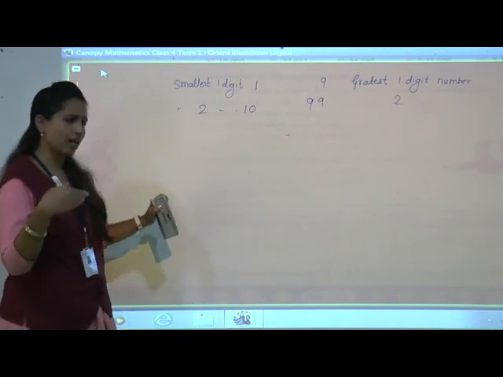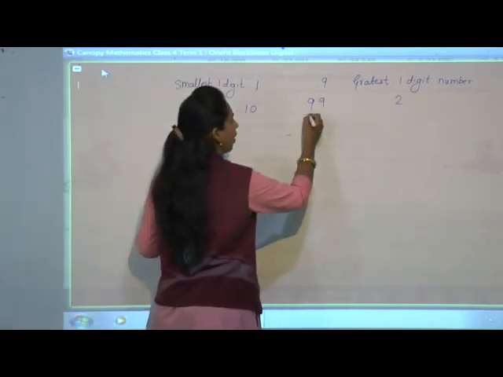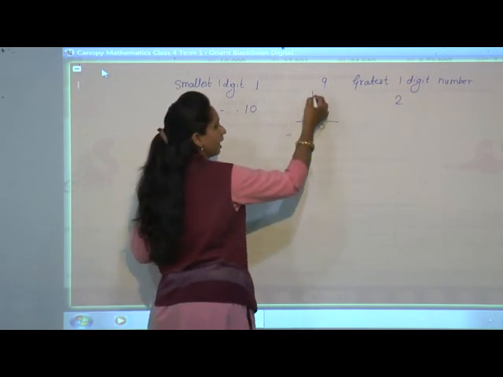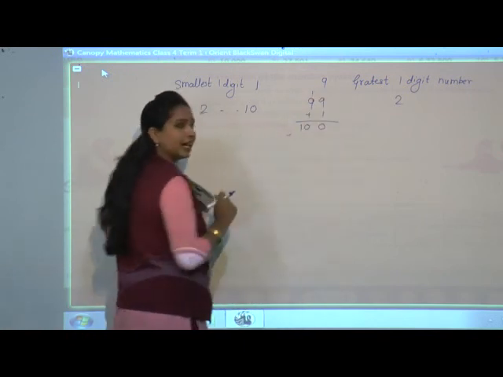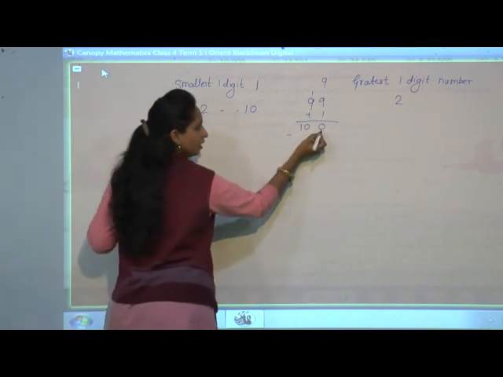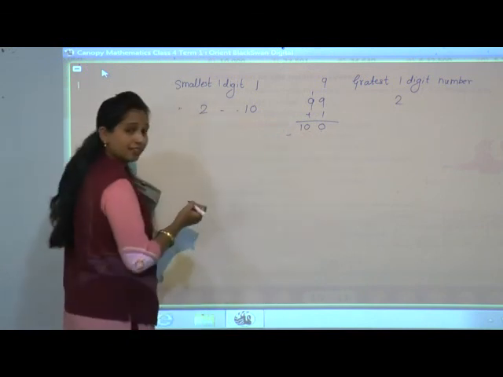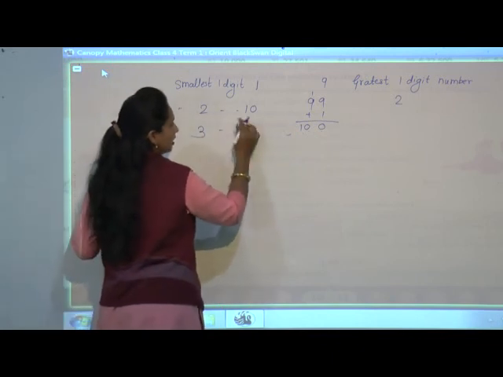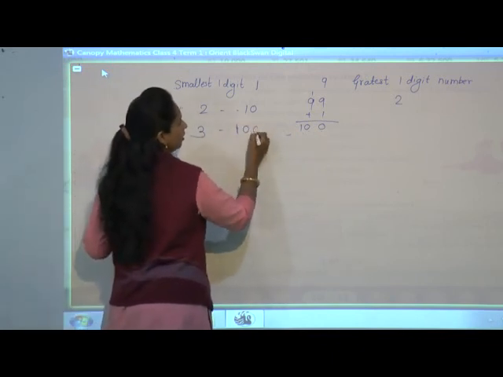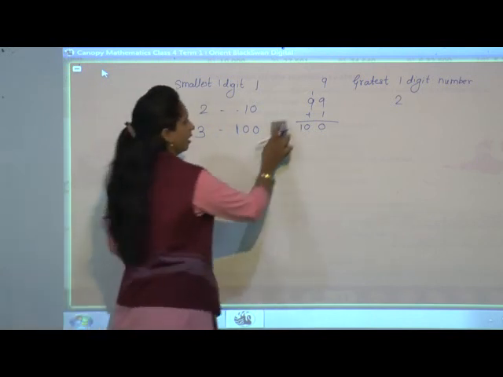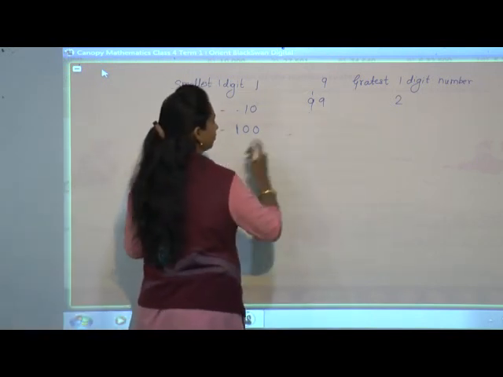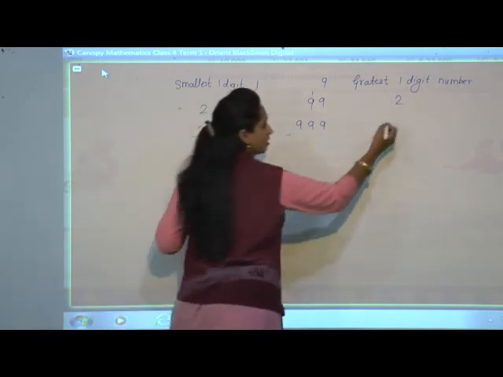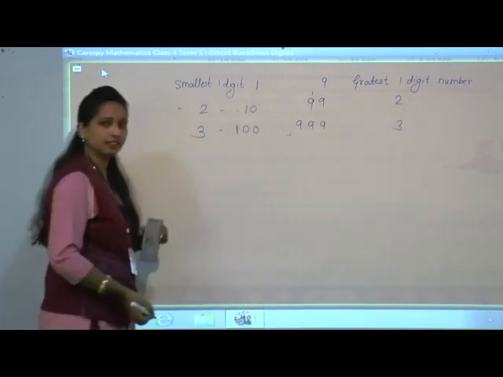In the same way, again we have to add 1 to 99. When we add 9 plus 1, 10, carry 1, 9 plus 1, 10, we get 100. Can you see how many digits? 1, 2, 3. 3 digits. So, here we got the smallest 3-digit number, and 999 is the greatest 3-digit number.